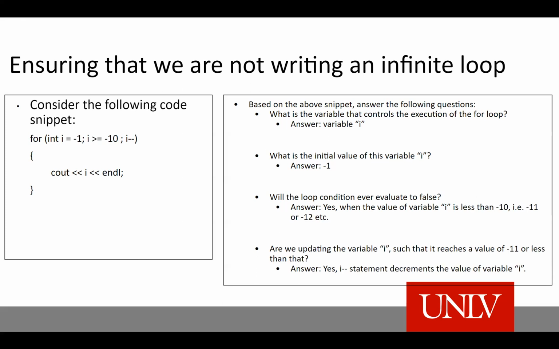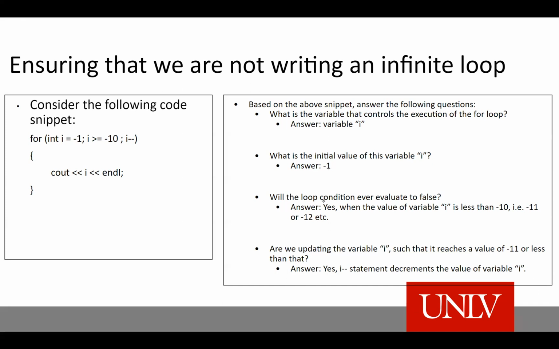Here's another code snippet. It's not always necessary that we write a for loop with positive integers. I can write a for loop with negative integers as well. So now let's see. I'm starting at i is -1. The first question is, which variable is controlling this for loop? The variable controlling this for loop is going to be variable i. And where am I starting it? I'm starting with a value of -1.